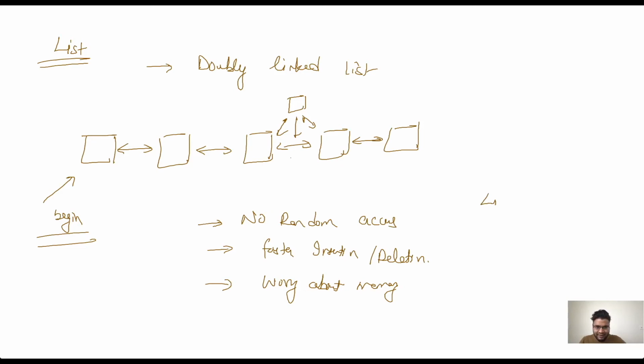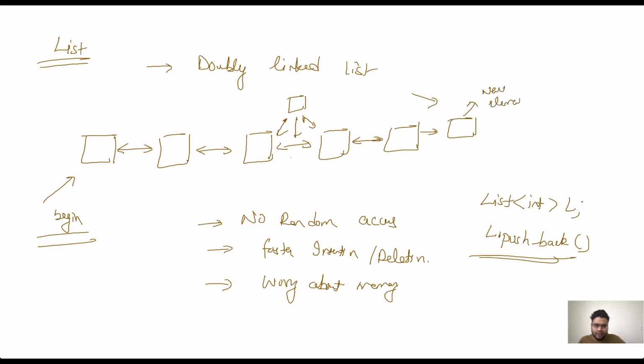We can define a list something like this, just like we were defining a vector. If I want to push back, I can directly push back an element here. So that's basically how we can push back an element on the top of the linked list, like here at the end of the linked list, right? Let's see more functions here in the implementation later on. So that's basically about list.